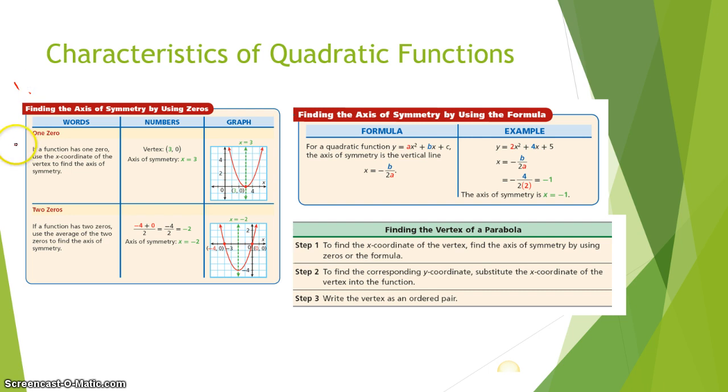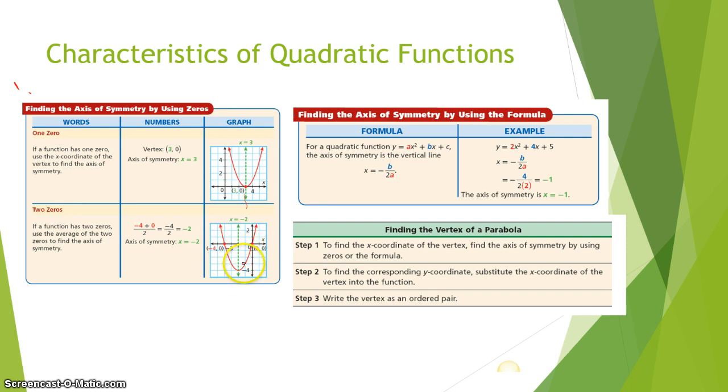So here we have our one zero. If a function has one zero, you're going to use the x-coordinate of the vertex to find the axis of symmetry. So here we have a vertex. Here's our minimum point, which is our vertex at 3, 0. Our axis of symmetry is that line that goes straight down the middle of the parabola that is symmetrical to the other side. The axis of symmetry falls at the point here where x equals 3.